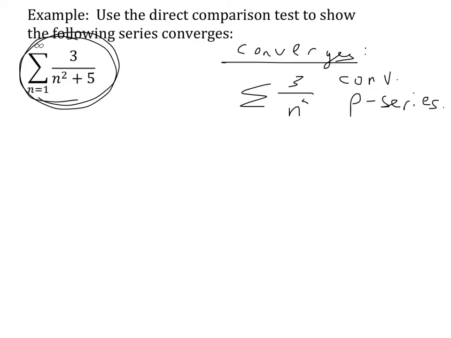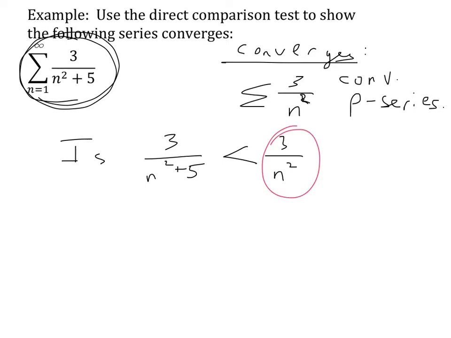We know that series converges right off the top of our heads. We don't have to think about it. We can see that this is a p-series with a p-value of 2. 2 is bigger than 1, so it automatically converges. Then the only question is, is 3 over n squared plus 5 always less than 3 over n squared? We know this one fits through the doorway. So if I can show that this one is shorter than that one, we're golden. We're set by the direct comparison test.